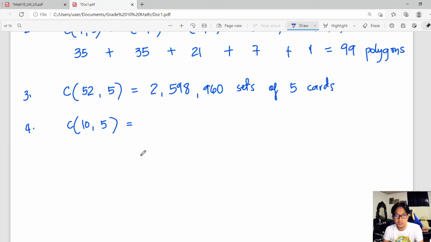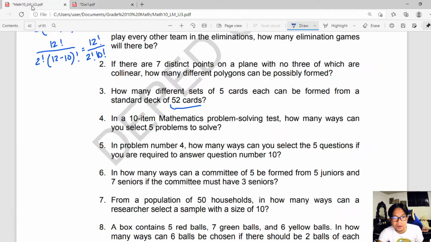So, there are 252 ways you can select 5 problems to solve.